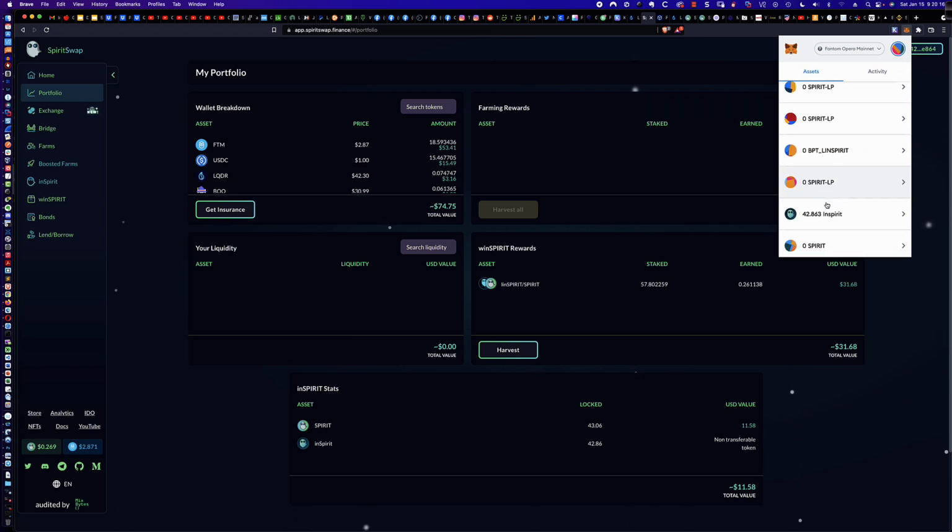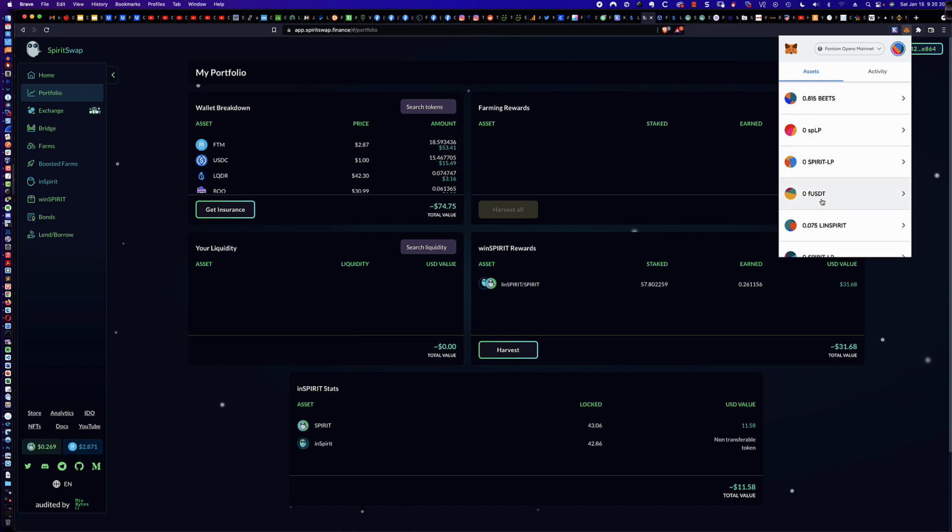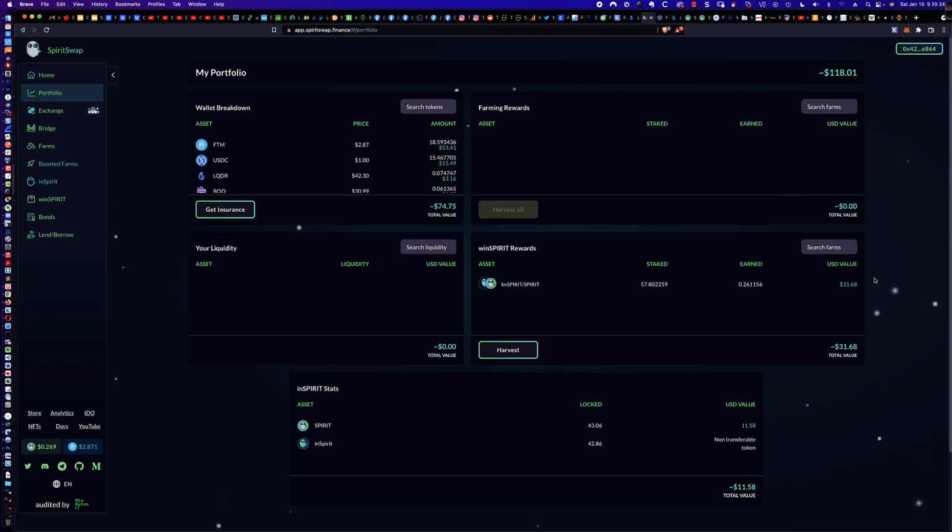Let's scroll down and take a look at the FUSDT balance, which should be 0, because we've swapped it all out for FTM. All right, let's recap what we've done here, right? We've gone from cradle to grave. We had FTM in our MetaMask wallet.